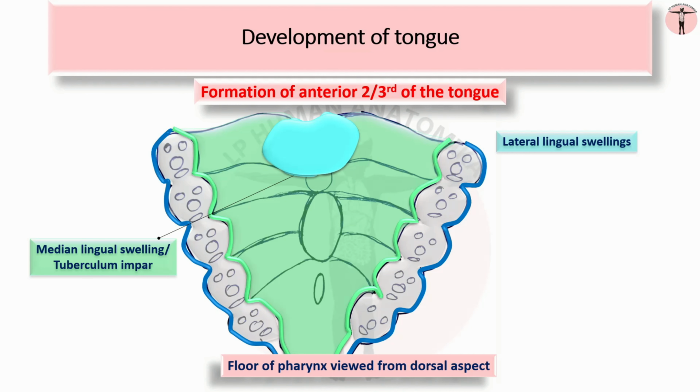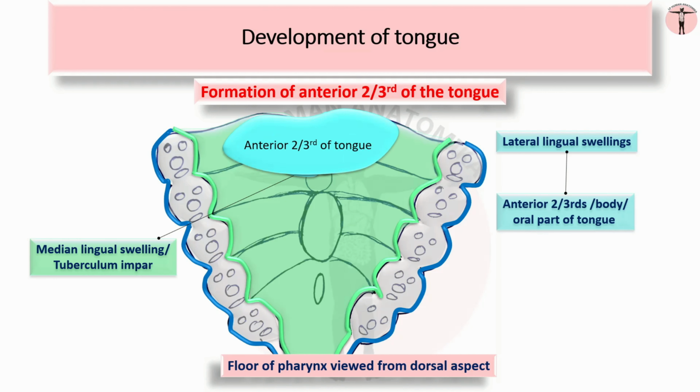In further development, the swellings enlarge and form into anterior 2/3 or body or oral part of the tongue. The plane of fusion of the 2 lateral swellings is indicated superficially by the midline groove of the tongue and internally by the fibrous lingual septum. The tuberculum impar does not form any recognizable part of the adult tongue.